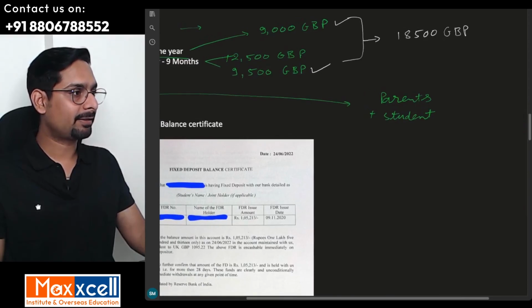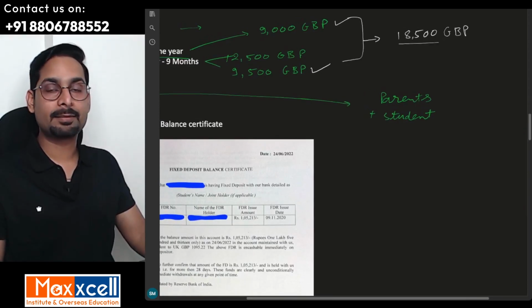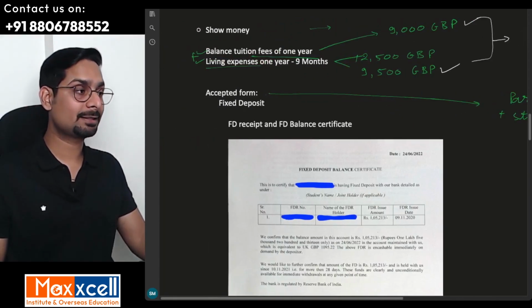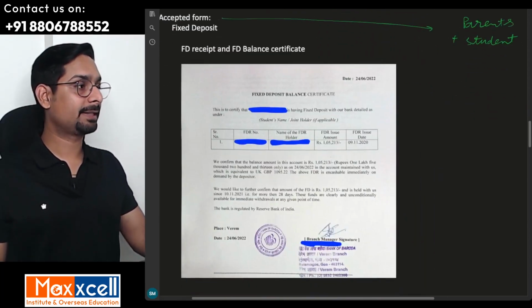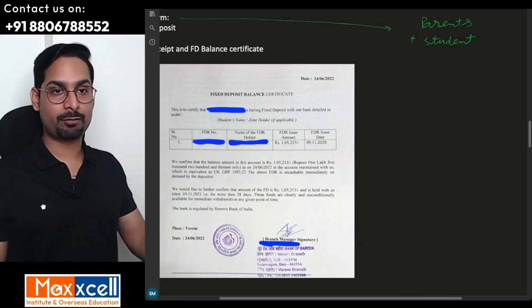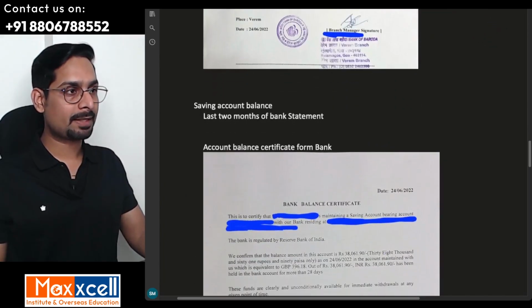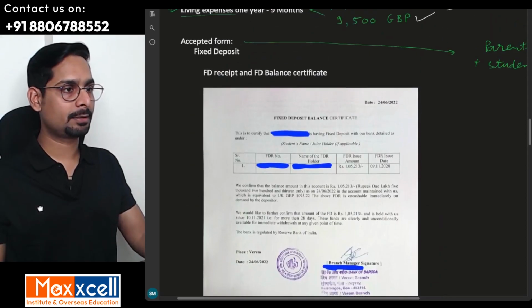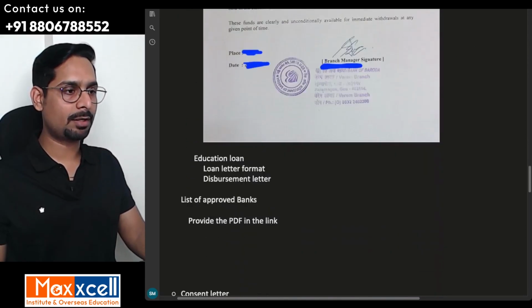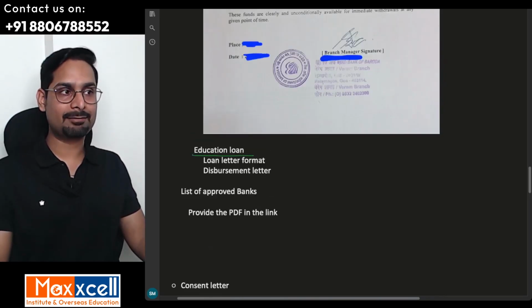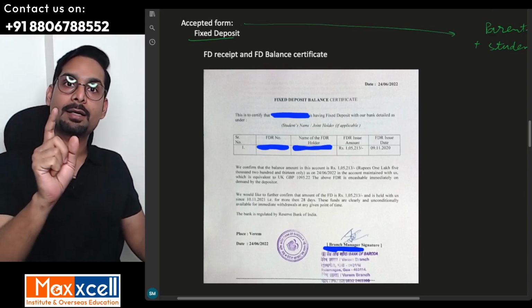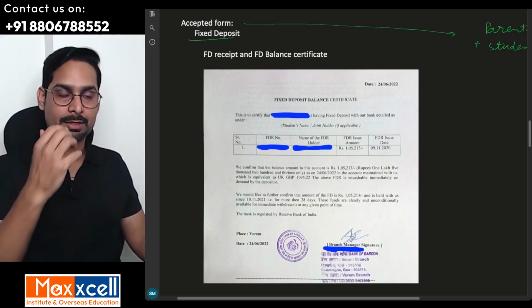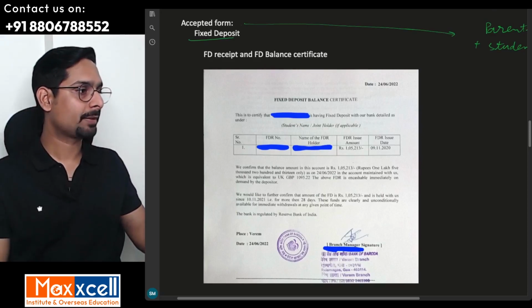So as I said, 18,500 for this particular student, counting the balance tuition fee and living expenses. So she was supposed to show that much funds in form of FD, fixed deposit, saving bank account, or education loan. Okay, so these three forms of funds are accepted for UK visa as well as the CAS request.